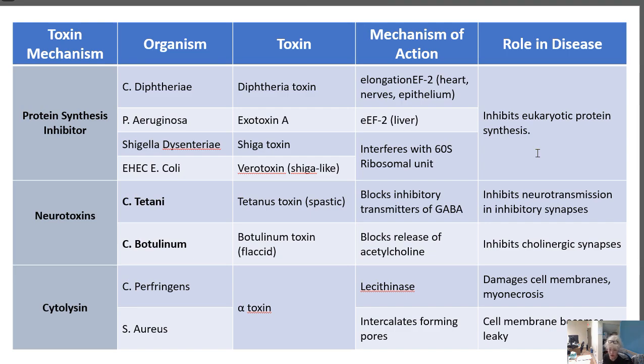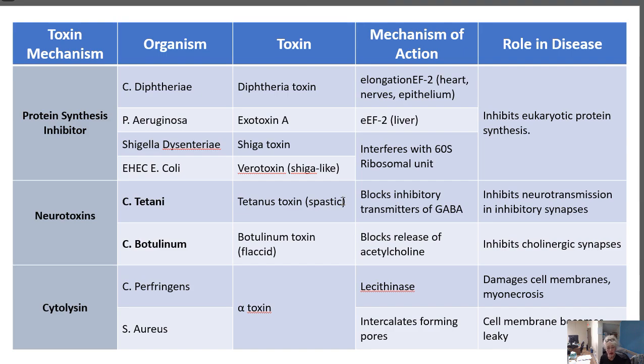Neurotoxins, tetany, everyone's had their tetanus shot hopefully, is a tetanus toxin. It causes spasticity and it causes the jaw to lock and muscles to tighten. They get that sardonic grin. It blocks the inhibitory transmitters of GABA. It's actually a reverse, travels in reverse. And the amino acid that it uses is glycine. It inhibits neurotransmission in inhibitory synapses. So it basically disinhibits the inhibitor.